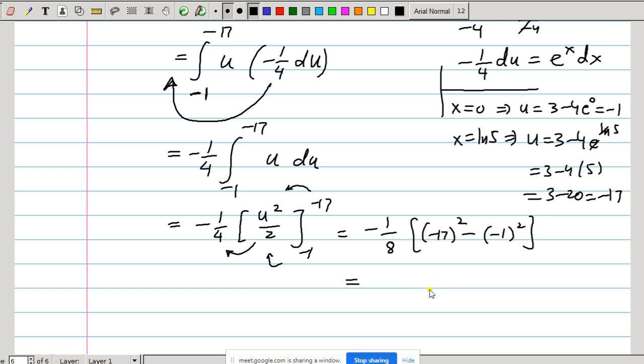So it will give you minus 17 square minus 1, whatever that is, just write. And 17 square is 289 minus 1 is 288. 288 by 8. I hope this is correct. So anyway, these are your answers.